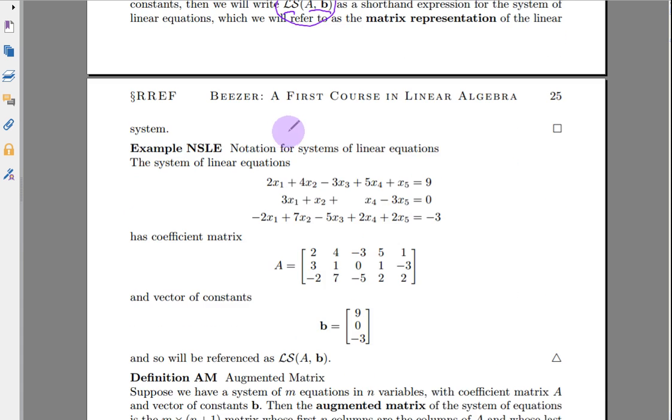All right, so for instance, if we have this system, what's the coefficient matrix and what's the constant vector? Well, to find the coefficient matrix, we want to focus on the left-hand side. It's a little bit irregular here. Here's the first column, here's the second column, here's the third column. Notice that there's no x3 in this second equation, so that means the coefficient is 0. Here's the fourth column, and here's the fifth column.